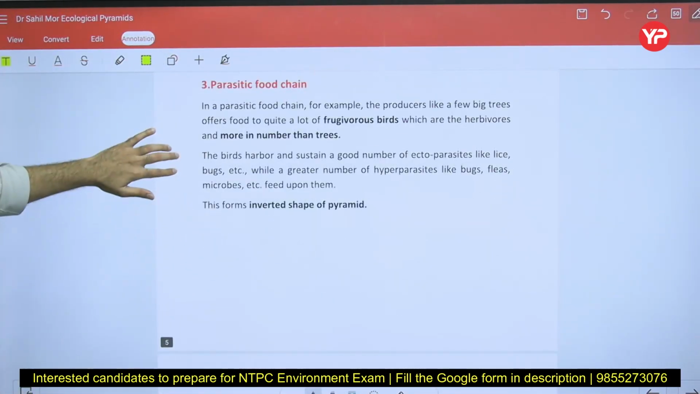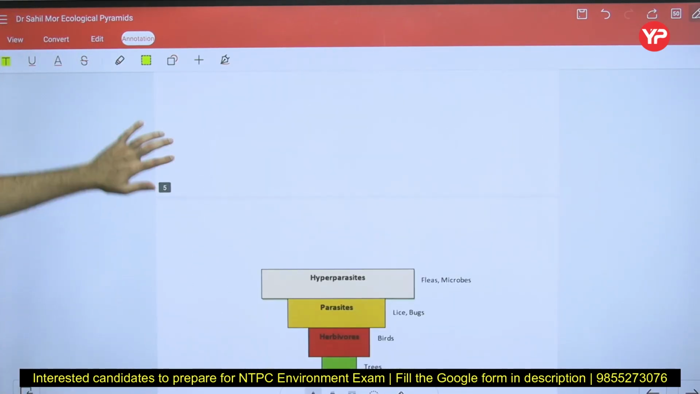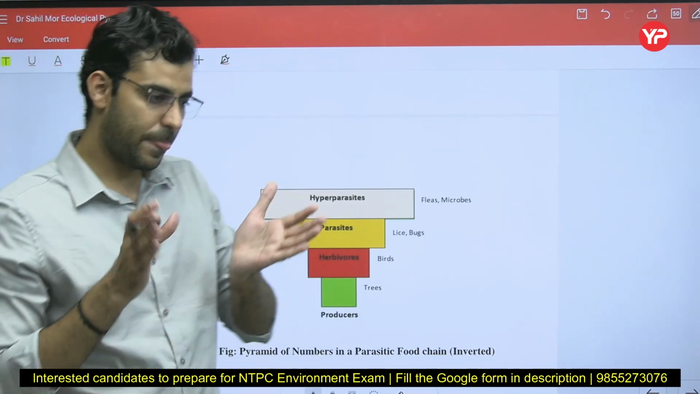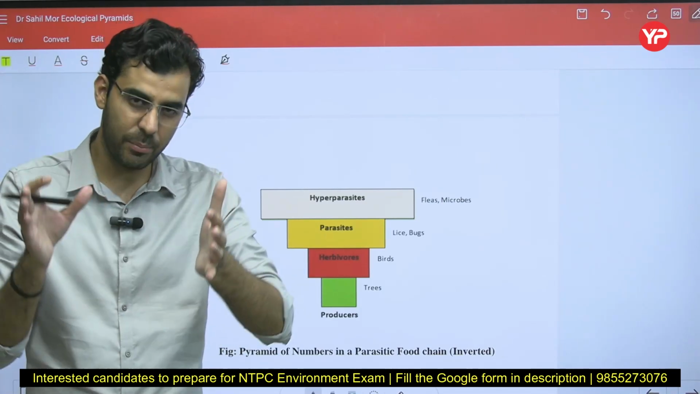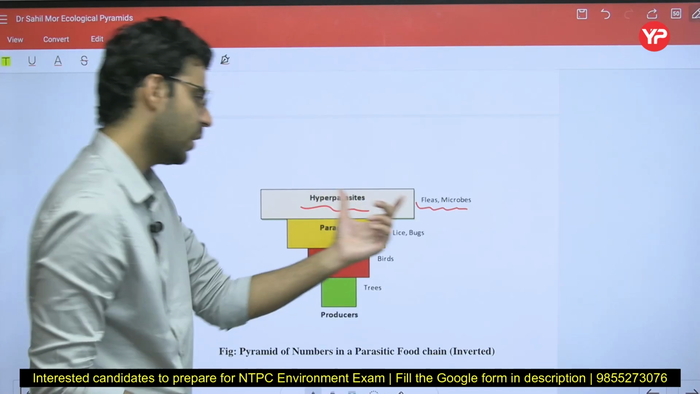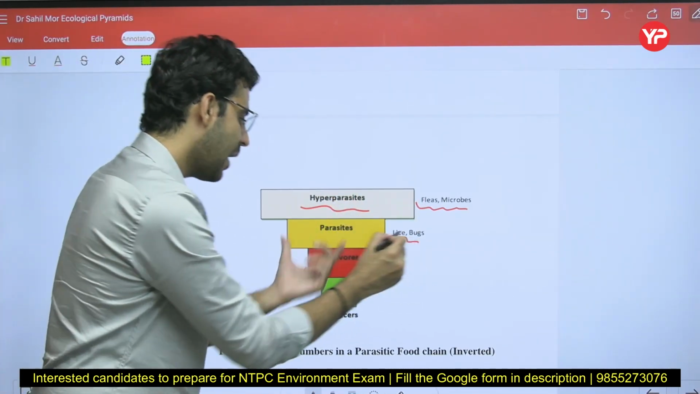So lastly, we can read the parasitic food chain. What will be the pyramid of number shape for parasitic food chain? For parasitic food chain, the shape will be inverted. How? In this, hyperparasites will be larger in number, like fleas, microbes. Microbes are examples of hyperparasites. Then parasites like bugs are lesser in number.